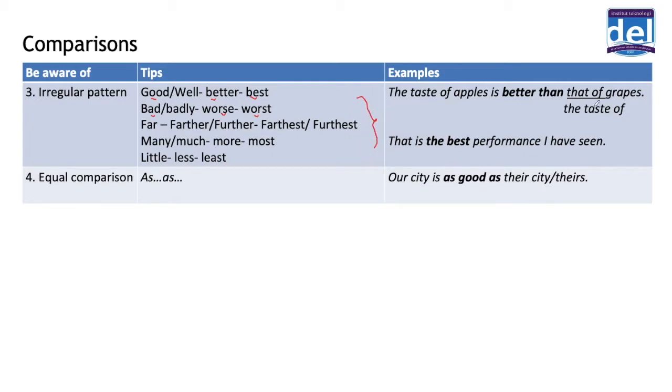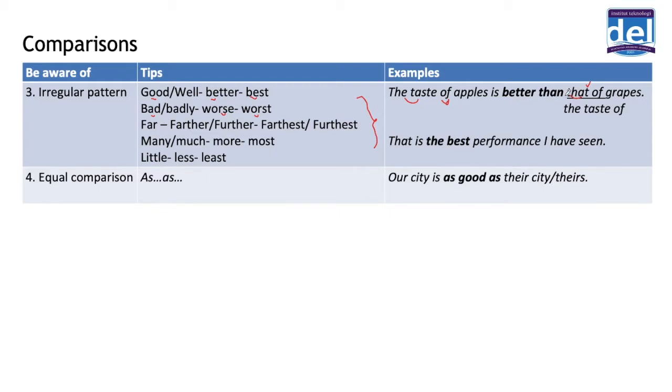It is possible to see structure like this, especially if the object which is being compared is a part of something. You see by using of preposition of. What is being compared in the sentence is the taste. In that sentence, the taste can be replaced by that. So it is similar to the taste of apples is better than the taste of grapes. Or you can also say the taste of apples is better than that of grapes.